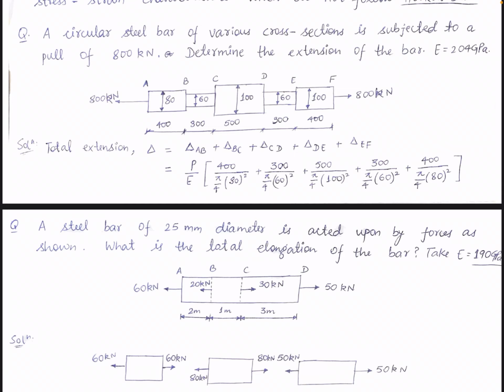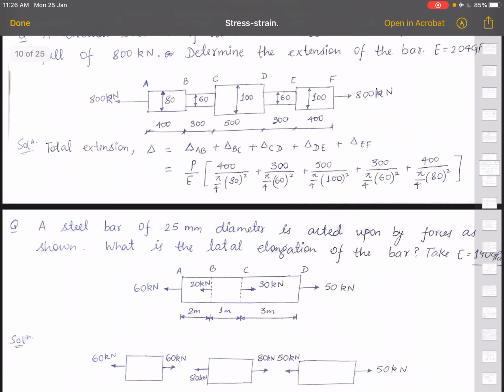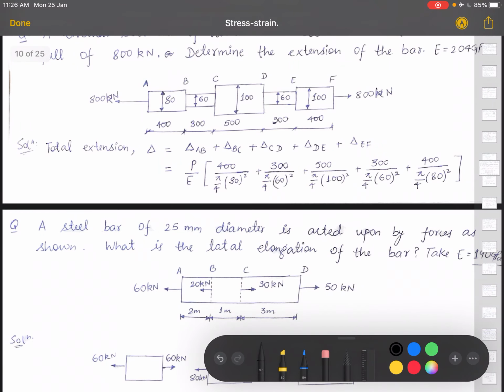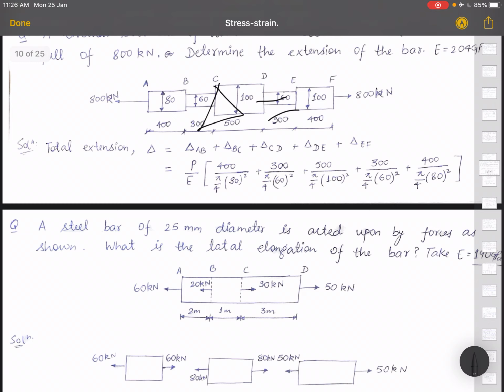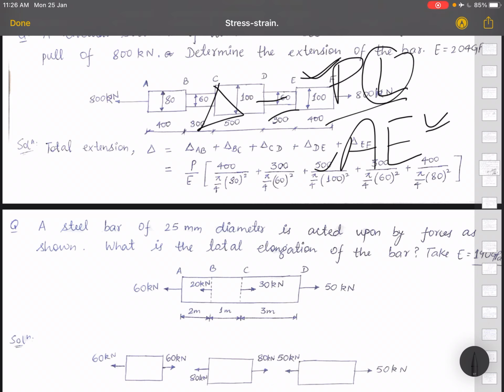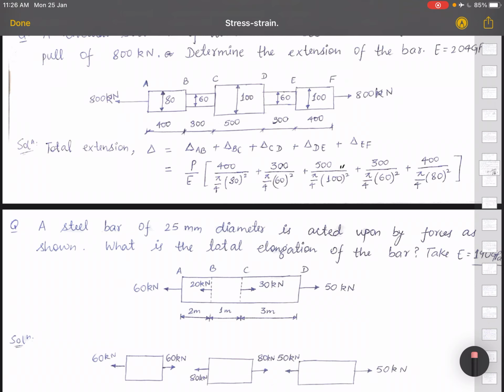So P is the same for all the members, and E is a material constant. So our equation is what? Delta is PL upon A into E. Okay, so P is the same for all and E is the same for all. So only L and A will be changing. So P by E we have taken common, and inside the bracket we are having L by A for all the different sections.